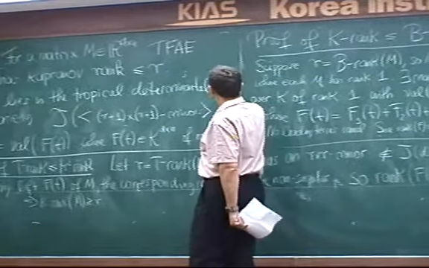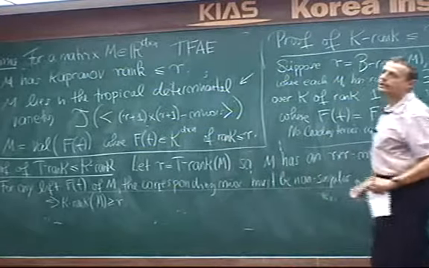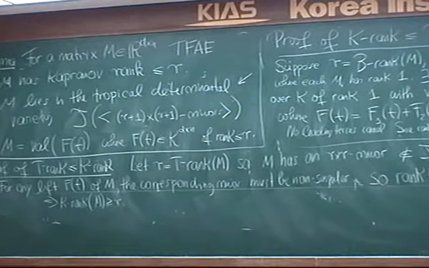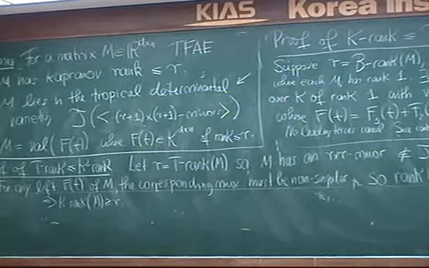So this is how you calculate the Kapranov rank: you just check whether the matrix lies in the determinantal variety.